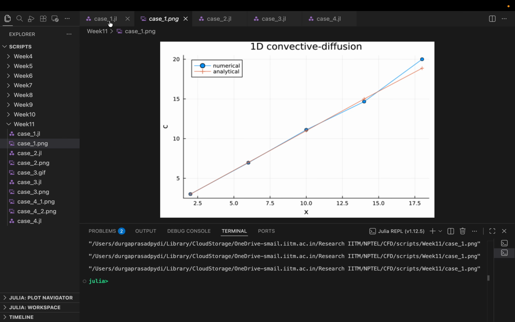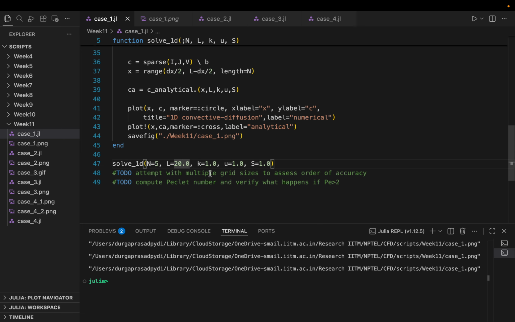Okay, it's not readily apparent here. Yeah, but you can try this around. So you can come up with different grid sizes and see how that affects your solution. You can try to vary U, K, all this. I'll share the code with you. You can try to vary these parameters and see what is the effect of Peclet number greater than 2 and so on.